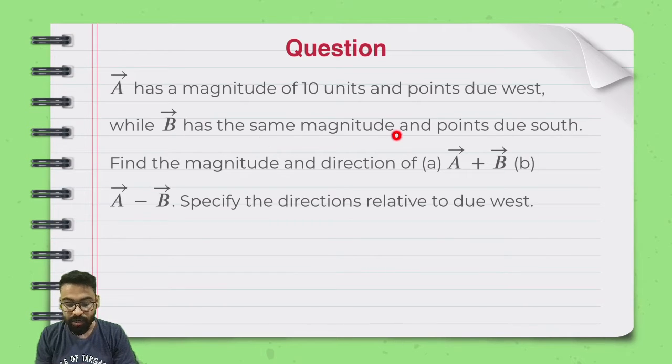It has the same magnitude, which means this is also 10 units, and the direction is given to be pointing towards south. Now you are required to find out certain vectors. If you see, you want to get A plus B as well as A minus B in vector form. That means both the magnitude as well as the direction, and you have to specify the directions relative to due west, right? Relative to west, you have to tell where exactly this vector is going. So how would we proceed with that? Let's take up the first part.